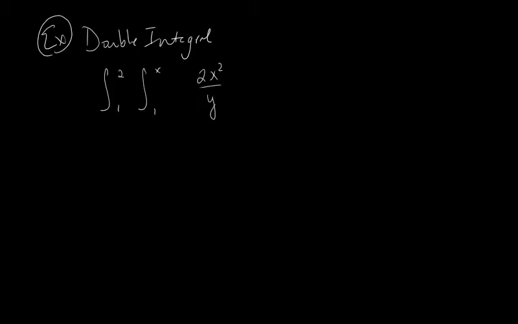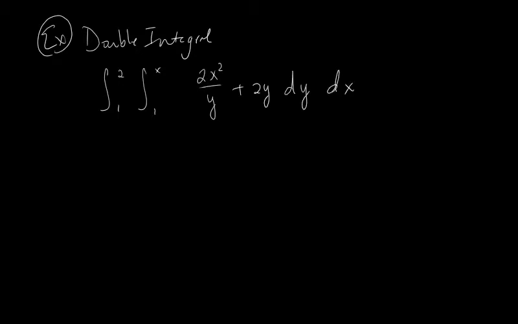Let's do an actual double integral this time. The fact that there are double integrals, of course, intimates that there are triple integrals and quadruple integrals and bigger and bigger integrals. So let's do a double integral. We have the integral from 1 to 2 of the integral from 1 to x of 2x squared over y plus 2y dy dx.